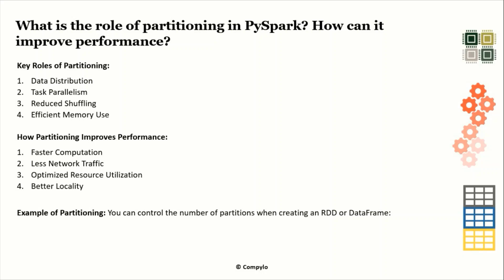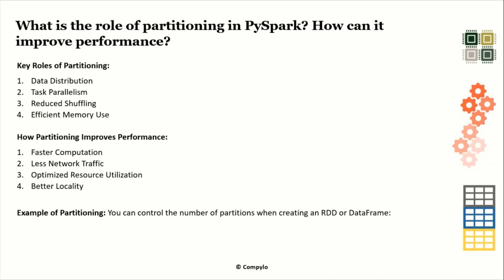The next point is less network traffic. When partitions are co-located or correctly aligned with the operations being performed, it reduces the amount of data that needs to be shuffled over the network.